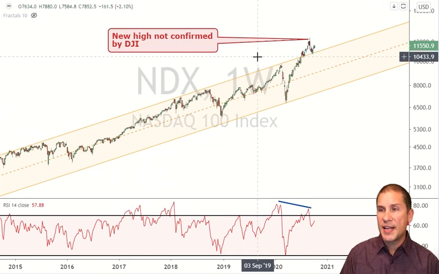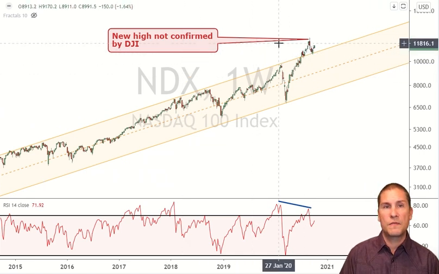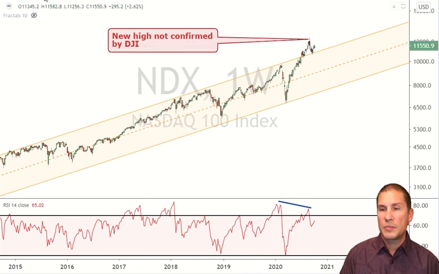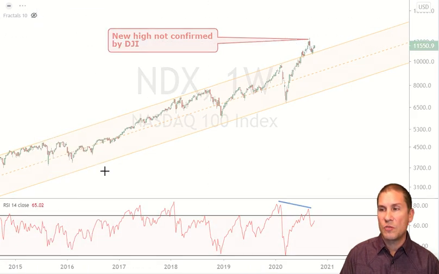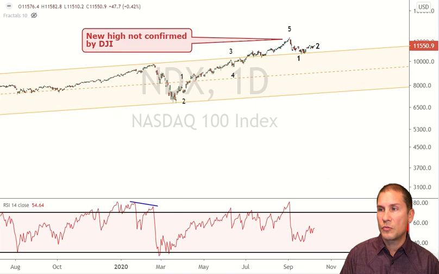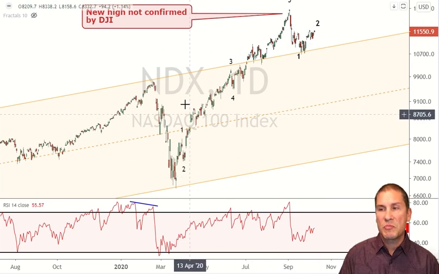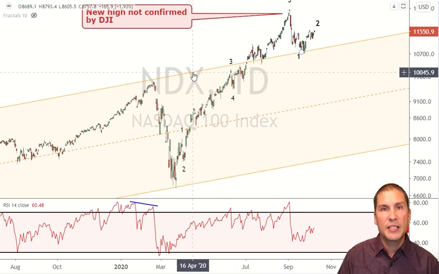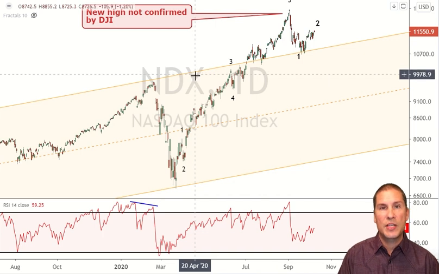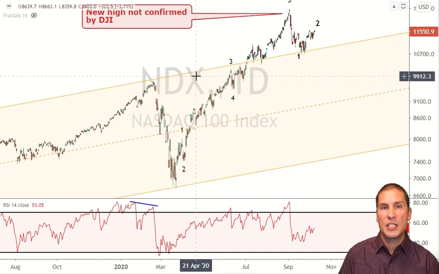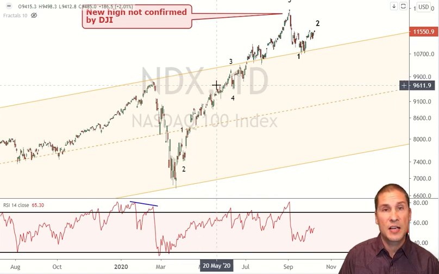So within Nasdaq, we've got an unconfirmed high that is not confirmed by Dow Jones. Let's dial this baby in on a one-day chart because we got some really interesting things going on with the Nasdaq. All right, so remember, this yellow channel is a channel that goes back to the 2009 low. So it's a channel that's been in place for 11 years.